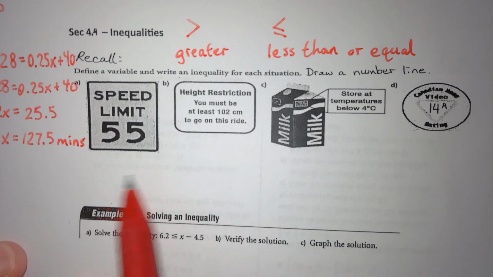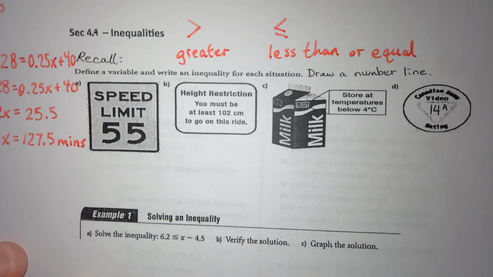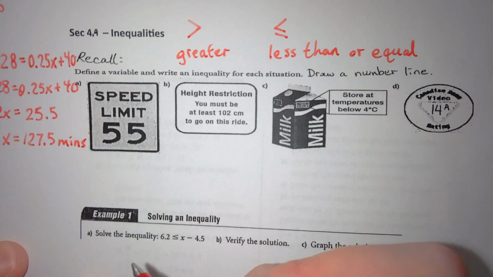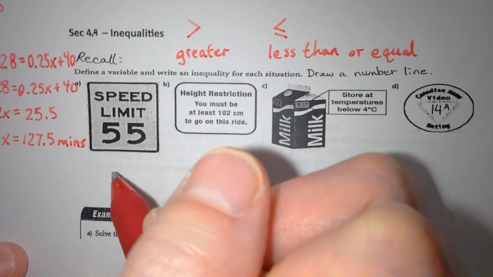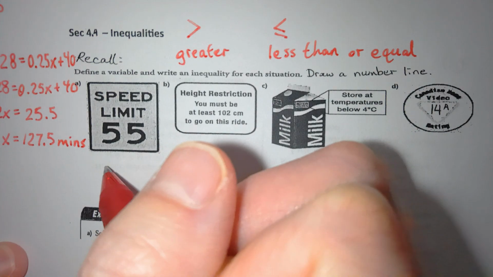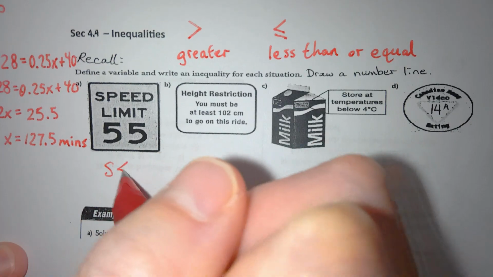How can I write this using inequality? Speed, less than or equal to. Right. What letter should I use? What variable? S. Yeah, that makes sense to me.